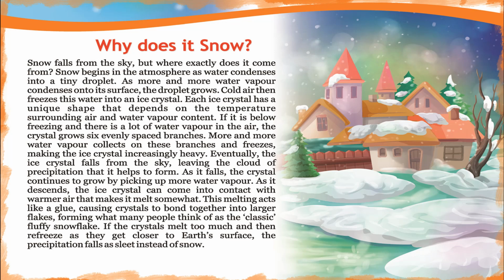evenly spaced branches. More and more water vapor collects on these branches and freezes, making the ice crystal increasingly heavy. Eventually, the ice crystal falls from the sky, leaving the cloud of precipitation that it helps to form. As it falls, the crystal continues to grow by picking up more water vapor. As it descends, the ice crystal can come into contact with warmer air that makes it melt somewhat.